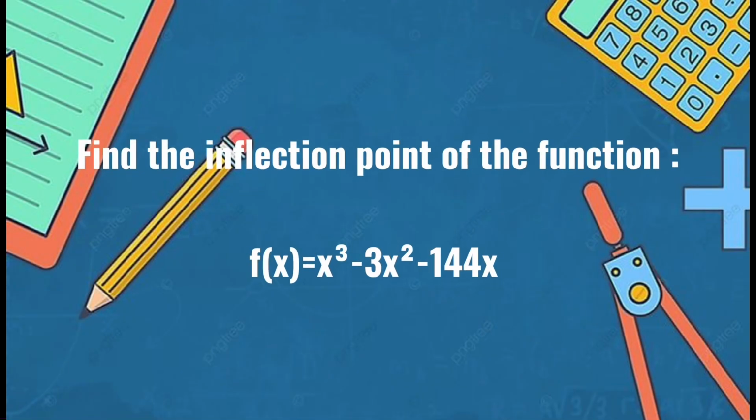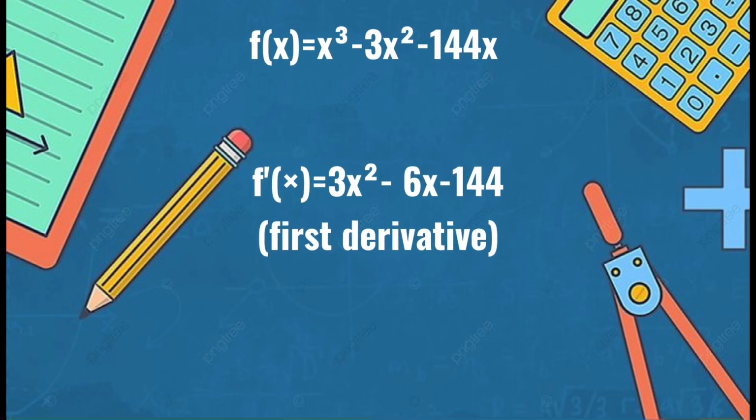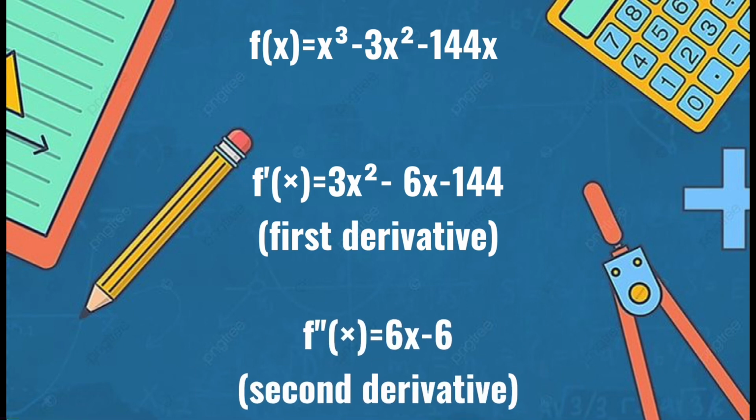For the first question, we need to find the inflection point for this function, which is f(x) equal to x cubed minus 3x squared minus 144x. The first thing we need to understand is that to find the inflection point, we need to find the second derivative of the function, which will tell us whether the function is concave upward or downward. After we get our first derivative, we will get our second derivative, which for this function is 6x minus 6.